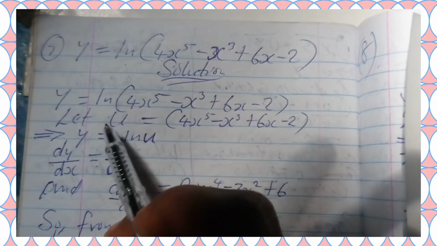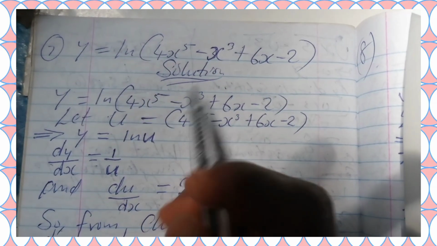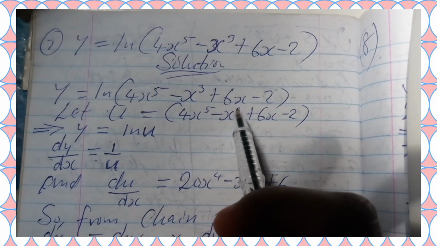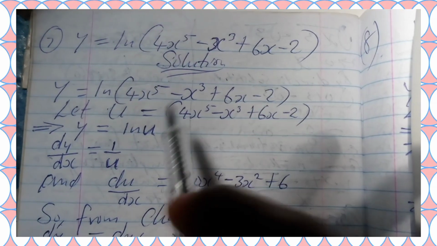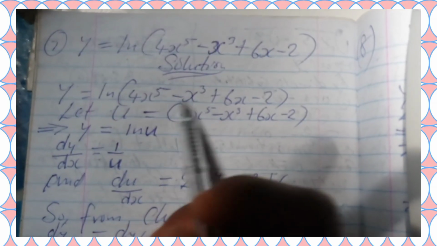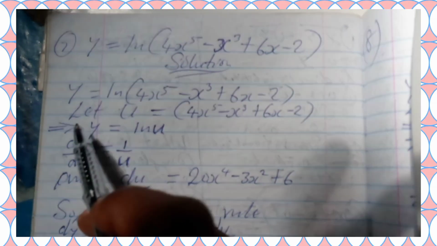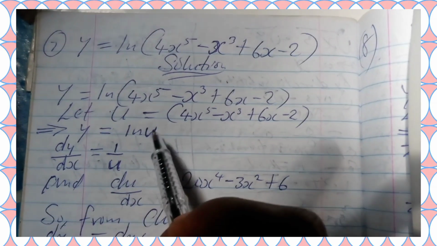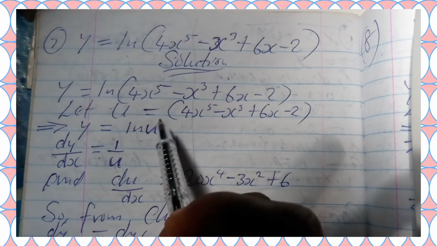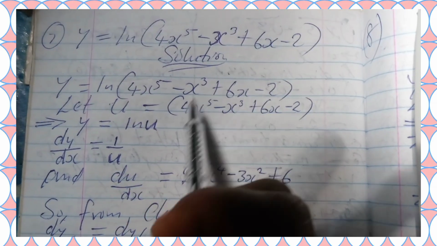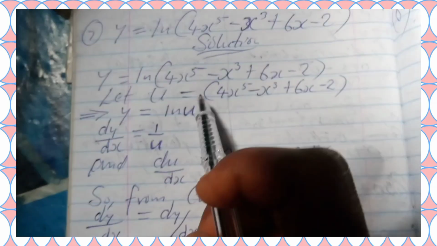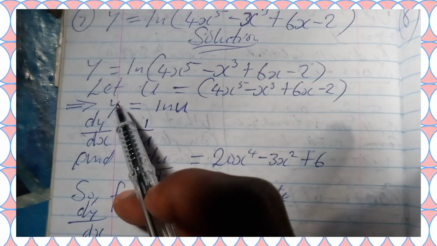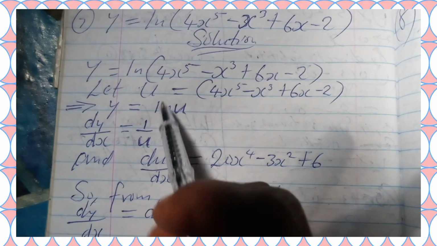Now we say that let u be equal to all this function that is in this bracket, which is 4x^5 − x^3 + 6x − 2. Let u be all the function in this bracket. So now this implies that our y becomes y equals ln u, because all this function in this bracket now represents our u. So now we should find the derivative of y.